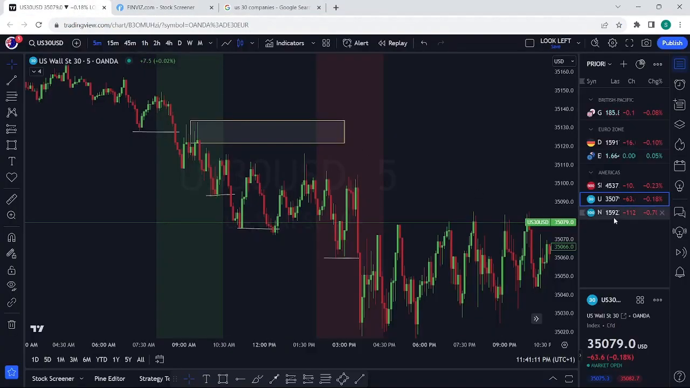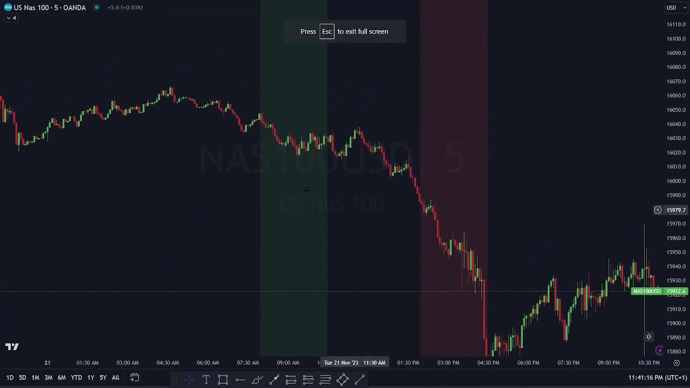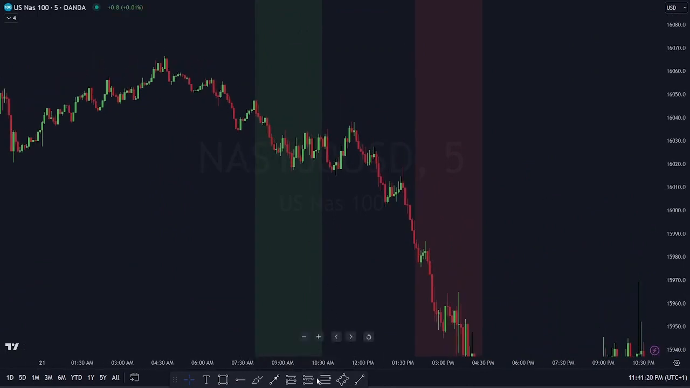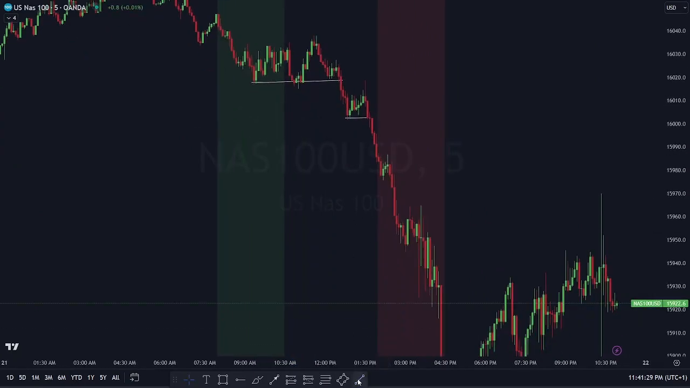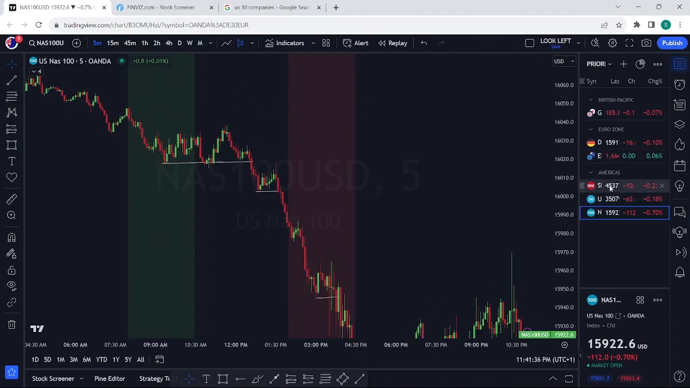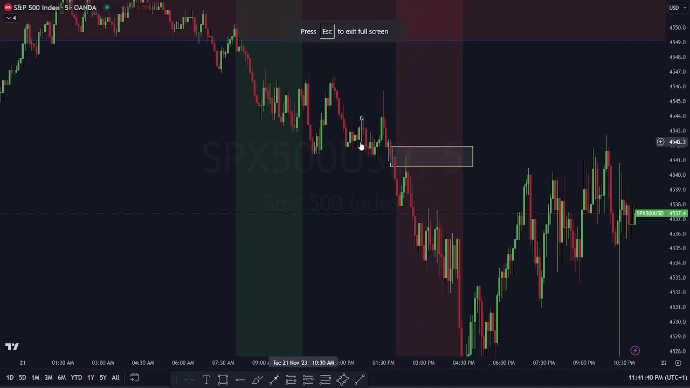And if you go to Nasdaq, you will see that the market has been dropping and breaking structure to the downside. And if you go to SPX, you notice that the market is also breaking structure to the downside.